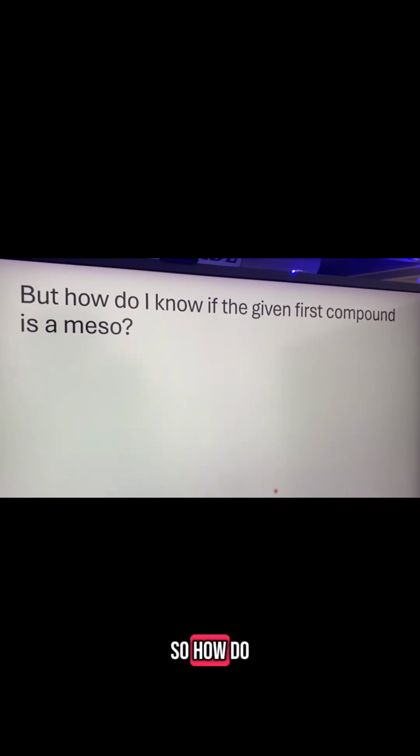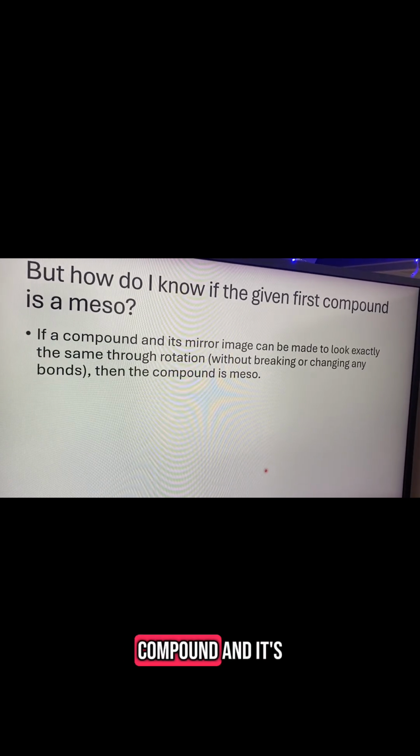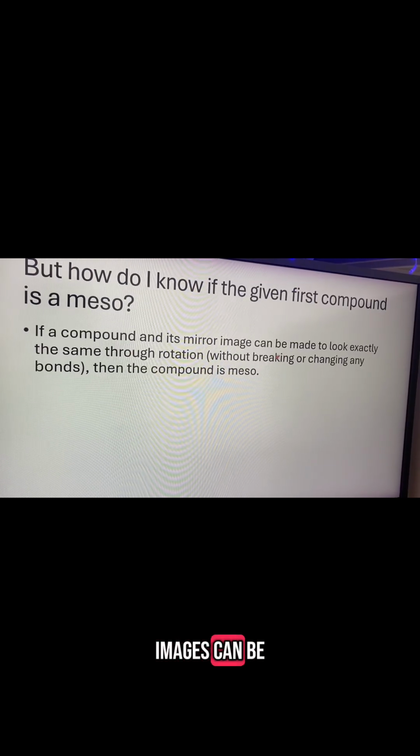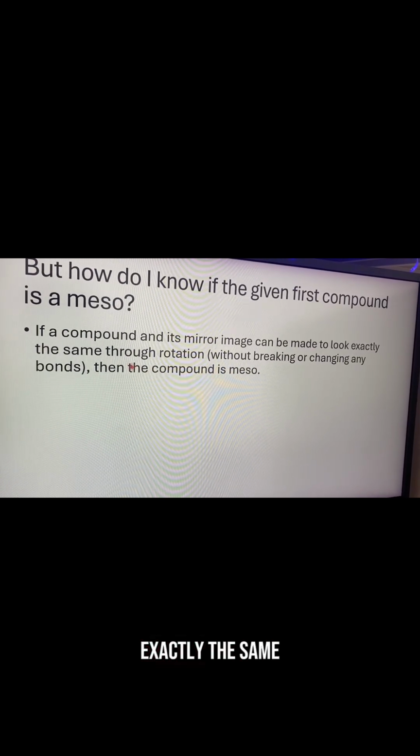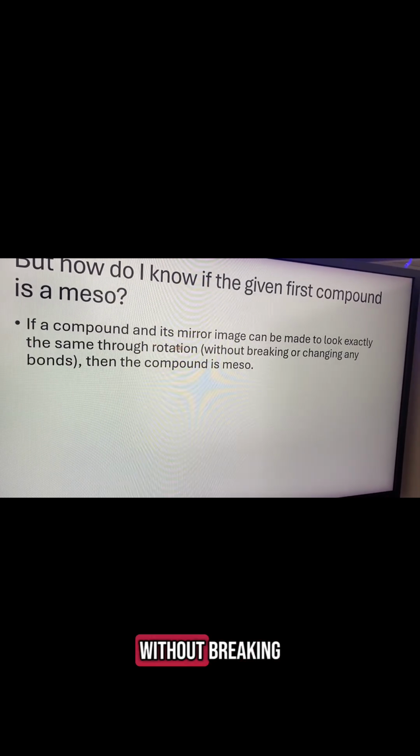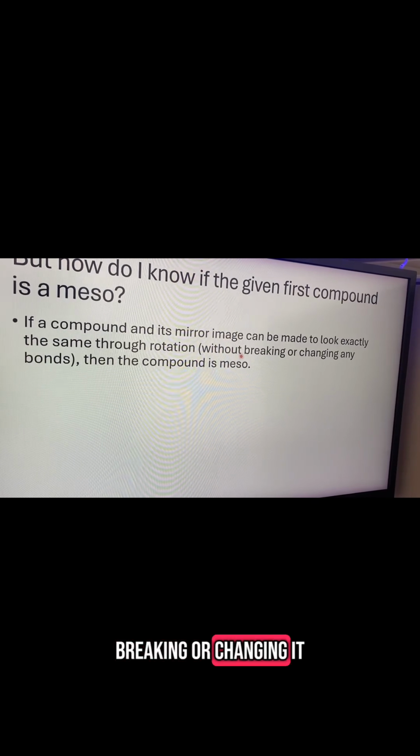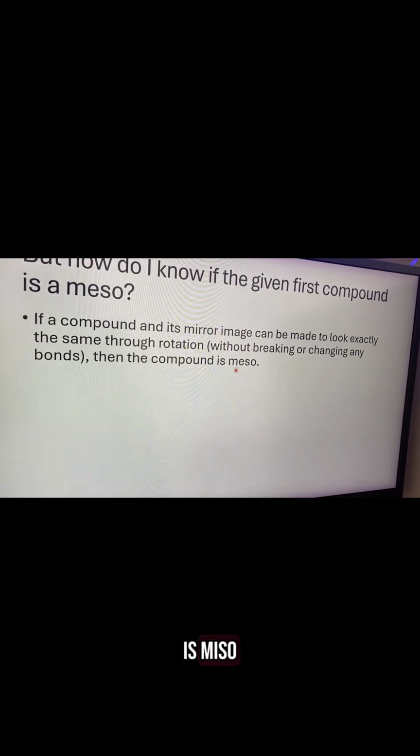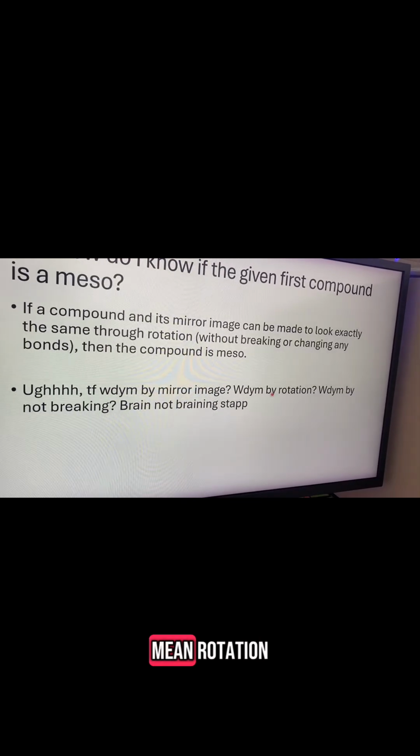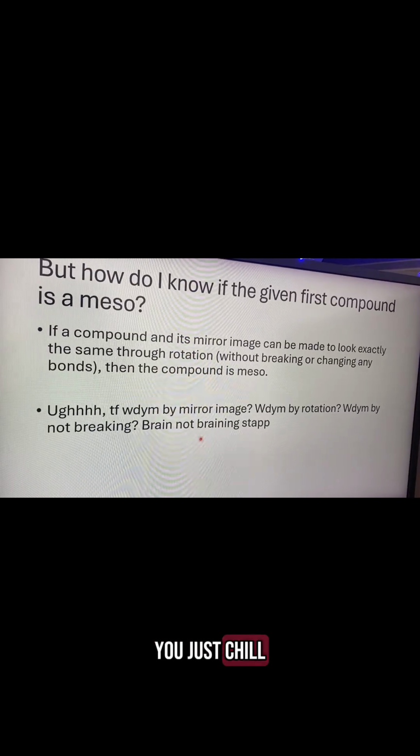So how do I know if the given first compound is a meso? If a compound and its mirror image can be made to look exactly the same as the original through rotation without breaking, because we are allowed to rotate the bonds without breaking or changing them, then the compound is meso. Now at this point you would be like, what do you mean by mirror image? What do you mean by rotation? What do you mean by breaking? Okay, I'll tell you, just chill.